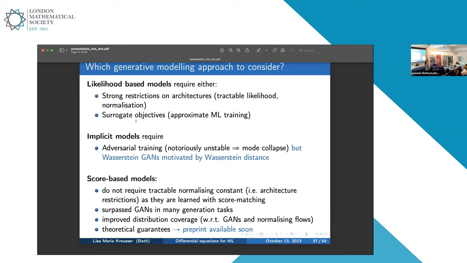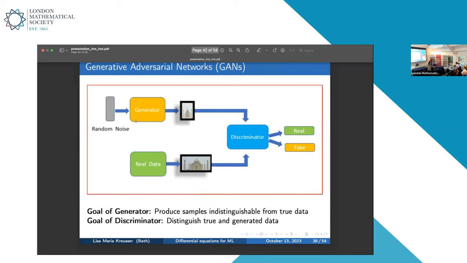And in fact, we will also have a preprint available very soon on how one can connect score-based diffusion models with the world of differential equations, using mathematical analysis as well as numerical simulations for that. But going back to the field of GANs, here the main idea is that we have two neural networks which are competing against each other.